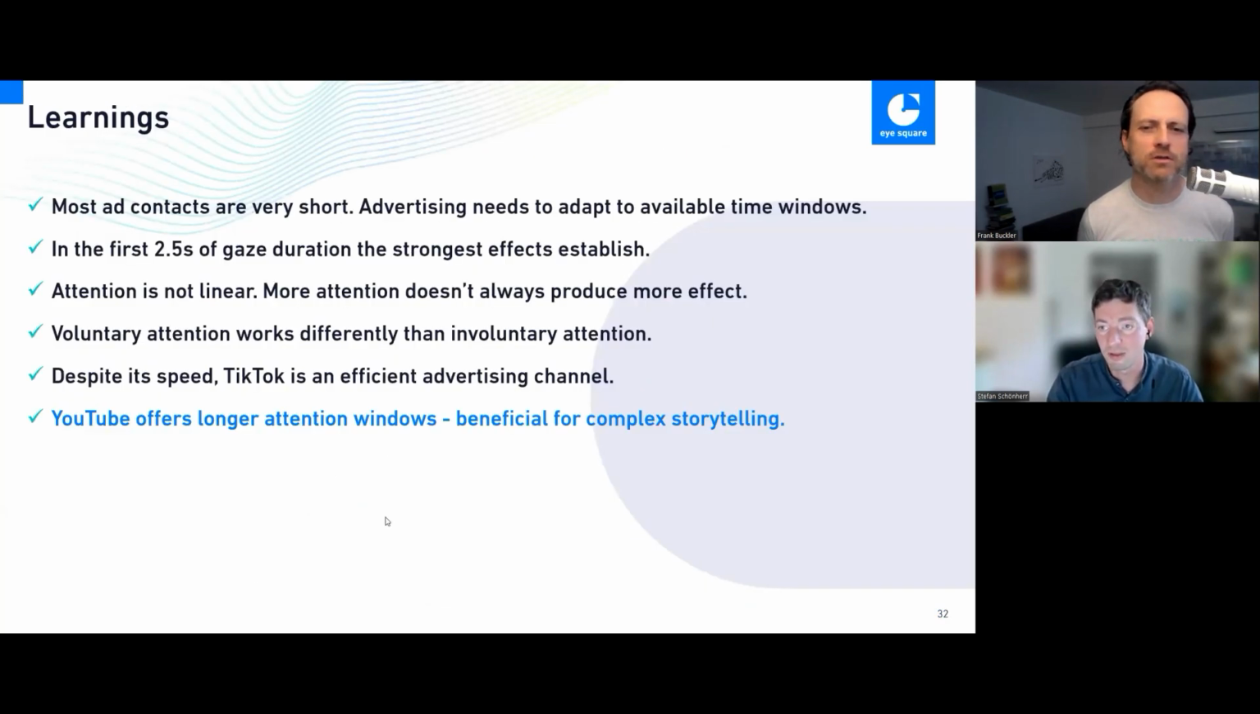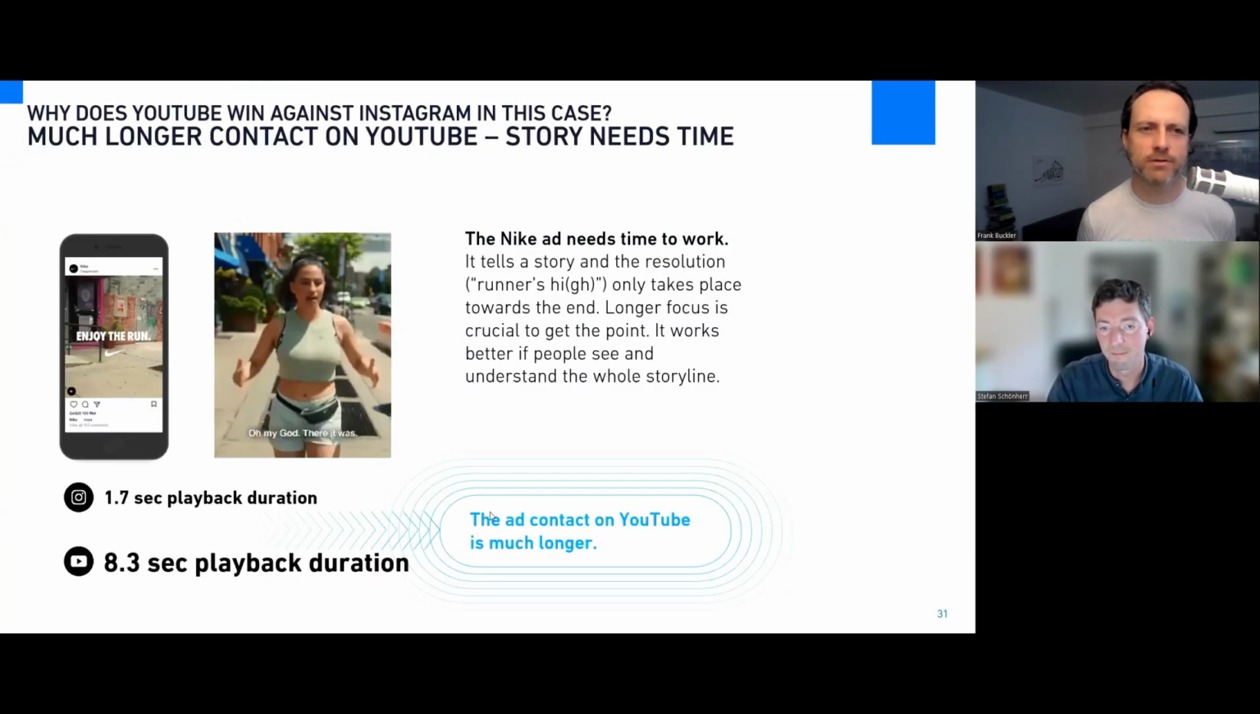Stefan, is the hypothesis that basically the story took longer than one or two seconds to really comprehend? Yeah, sure. You have to look, I think, seven or eight seconds at least to get this joke, right? So this is an average here. There were also some few people on Instagram who were watching longer, but most of them are really scrolling by very fast.